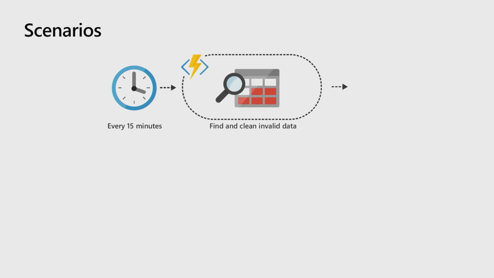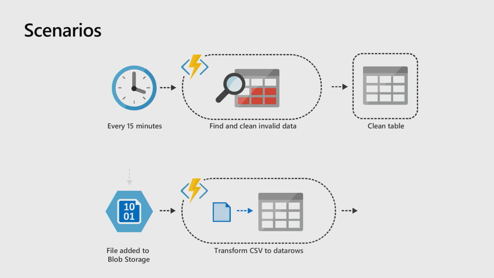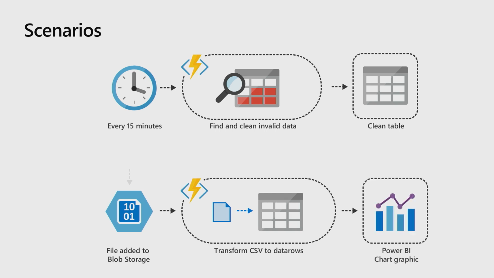So some scenarios to demonstrate this. Let's say we had a timer going off every 15 minutes. That's our event. The function then kicks off. It will then find and maybe clean some invalid data from a table, and then we are left with a clean table afterwards. Another event could be a CSV file, let's say, gets added to blob storage. We have a function then that takes that in, transforms that CSV file into data rows, and then from there we can display a Power BI chart graphic.